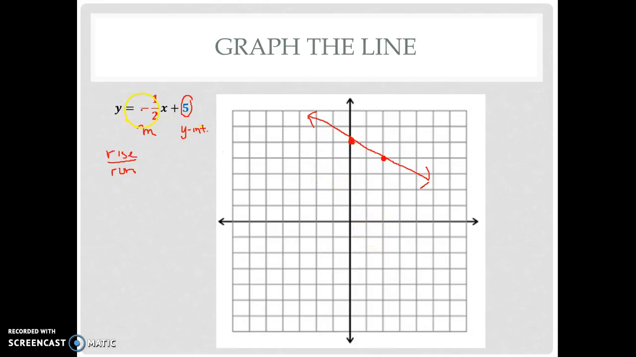A quick check: your slope in your original equation was negative. That means your line should fall if you read from left to right, in which case this does. Also, the line should cross the y-axis at positive 5, and it does. So this would be a graph of our line.